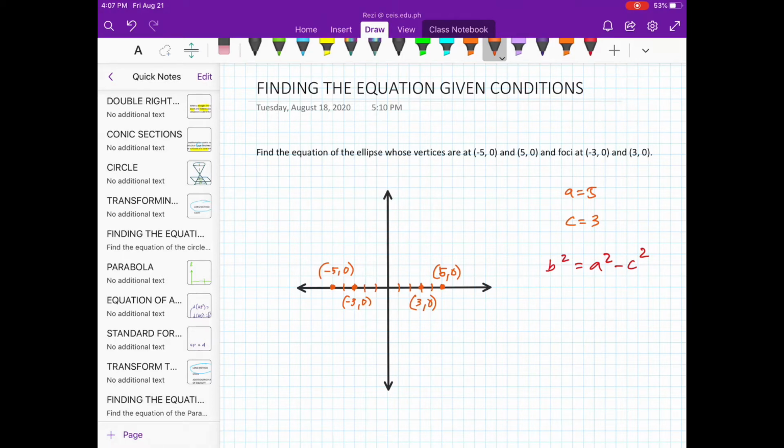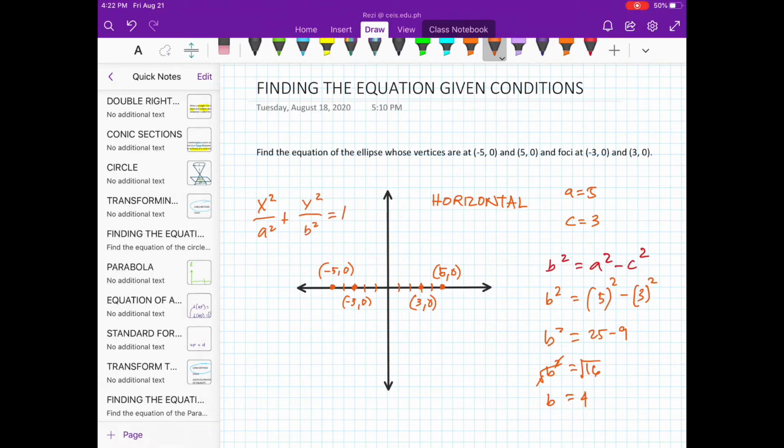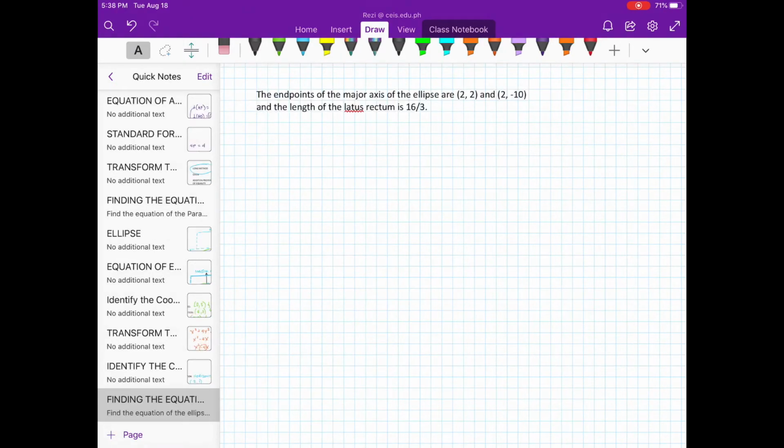Substituting these values, we have the axis of the ellipse is horizontal. For horizontal, we need this formula. Substituting these values, we have, so this is the equation in this given condition. So let's try this.